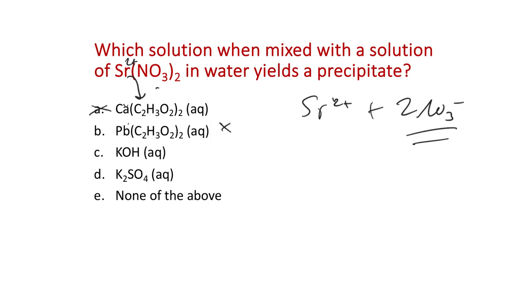If I take another acetate, now sometimes you see lead and you think, oh, well, lead's insoluble with everything. Not with everything, not with acetates, not with nitrates. So if we mix lead nitrate, that's soluble. Strontium acetate is soluble. So B doesn't work. What about C? Strontium hydroxide. Well, is strontium hydroxide soluble or insoluble in water?